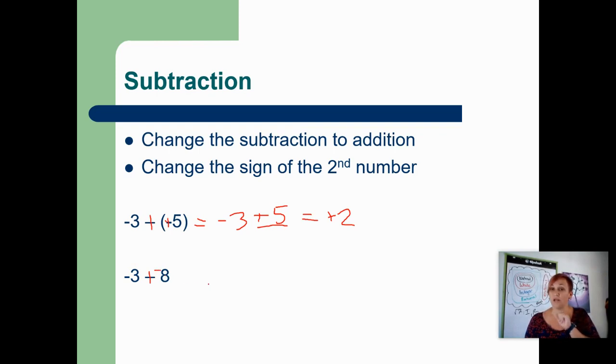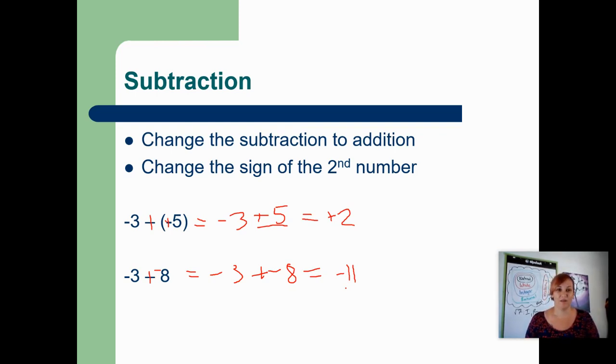Since the 8 did not already have a symbol, I'm going to make it a -8 instead of a +8. And so now this problem is actually saying -3 plus -8. Since they're both negative, in my head, since they have the same sign, I'm going to add together. In my head, I'm saying 3 plus 8 is 11. Since they were both negative, my answer will also be negative. So -11 is the correct answer.